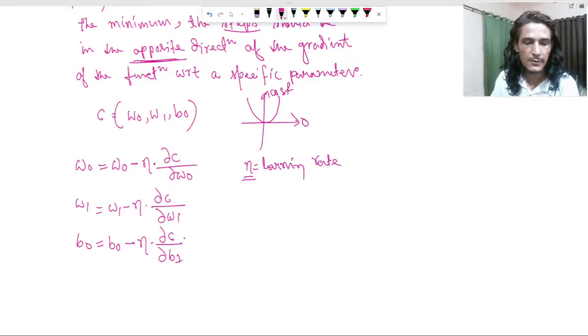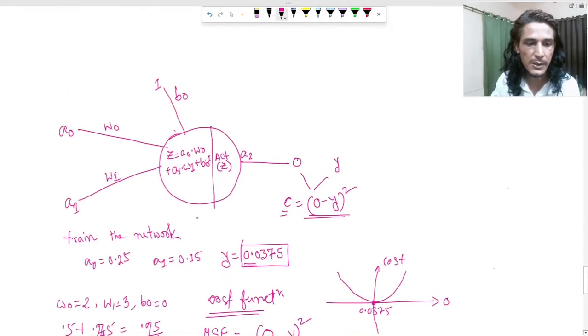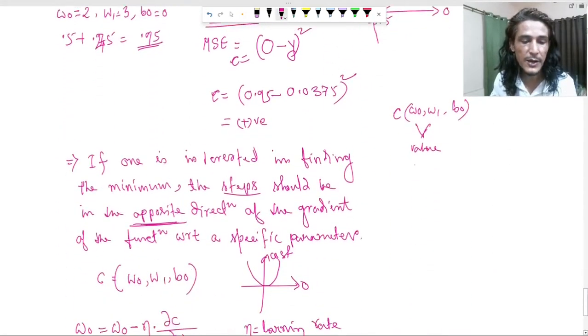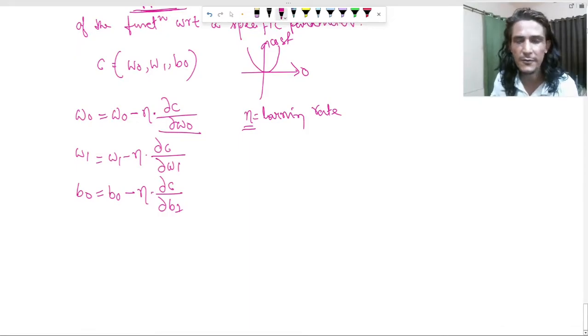Done. Now, more or less, we know what we want to achieve and the systematic way of achieving it. But there is still one question left: how do we compute the rate of change of the cost function with respect to all these different parameters? Right now in our network, we have only three parameters: W0, W1, and B0. But suppose you consider a big network. In that case, you have millions of parameters. So there also you have to compute the rate of change of the cost function with respect to those parameters, and then update those parameters.